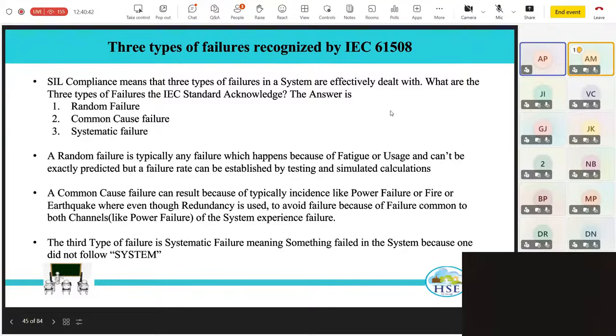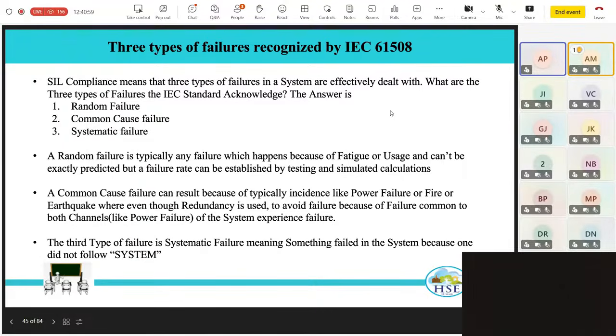Although you are having a redundancy, both the transmitters will not be able to read the level because the common point, the common junction from where you are taking the signal, that itself is blocked. So this is called common cause. And there are many examples like this.